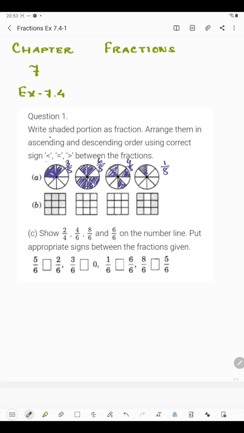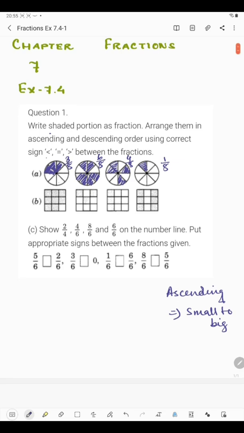Now we have to write these fractions in ascending order and descending order. Ascending order means we will arrange the numbers from small to big. Here the denominator is the same, 8. If the denominator is the same then they are said to be like fractions, and if like fractions are given then we just compare the numerator. So here 1 is the smallest. When we write in ascending order we write from smaller number to bigger number. So we will write 1 by 8 at first.